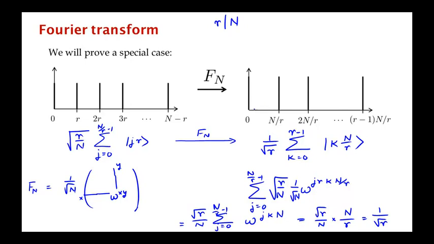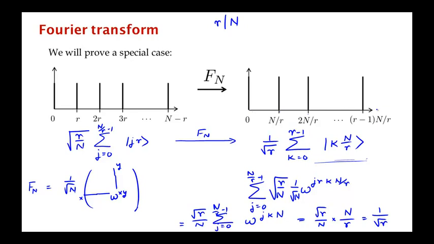What's the amplitude at these other points? Well, remember, this is a unit vector. We already have a unit vector. This output vector has to be a unit vector. We've already accounted for a unit norm in its amplitudes at 0, n over r, 2n over r, and so on. And so the amplitude at every other point has got to be 0. Okay, that's one way of arguing it.